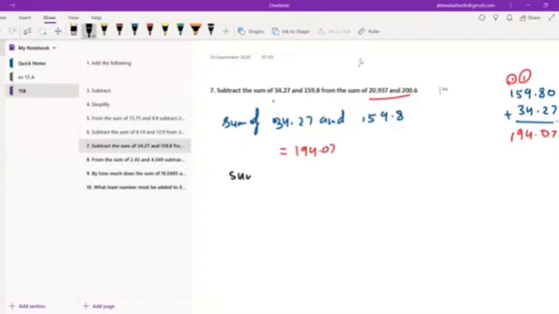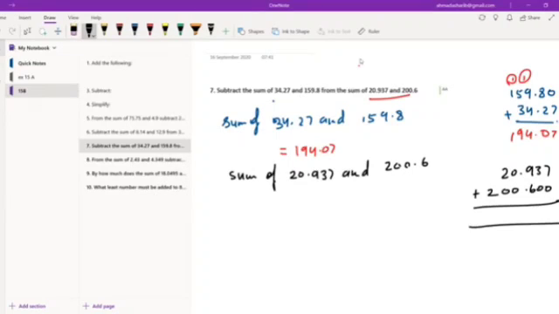So sum of 20.937 and 206. So 20.937 and 200.600. Add करो. 7, 3, 15, 1 carry, 1 इधर आ जाएगा, 2, 2. So the sum is 221.539. अब क्वेश्चन कह रहा है subtract the sum of this and this from the sum of this and this.